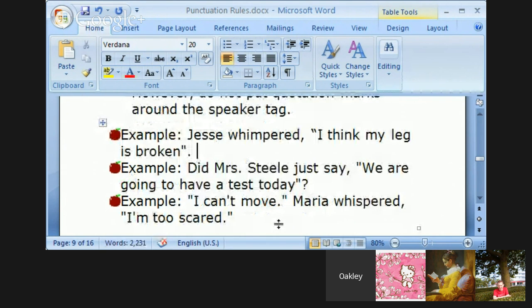Here's some other examples. Silly me, I have another example of what I exactly just did to rework the sentence. The idea being you could put the speaker tag on either end. What I just did is exactly what is shown in the next example: Did Mrs. Steele just say, "We're going to have a test today"? Notice the question mark on the outside of the quotation marks. Now, with the tag in the middle: "I can't move," Maria whispered. "I'm too scared." Notice the period inside the quotation marks. See how that works? Obviously, Maria said both of these two short sentences.